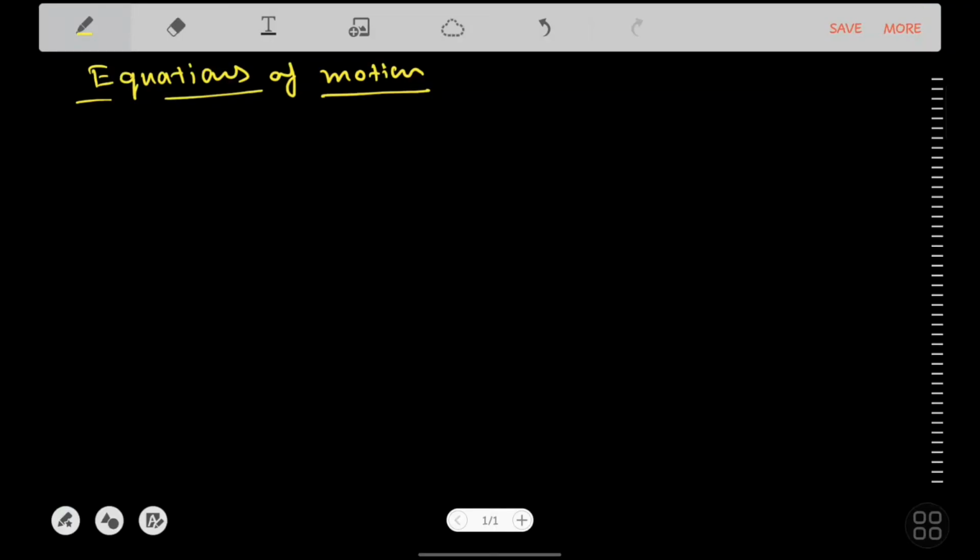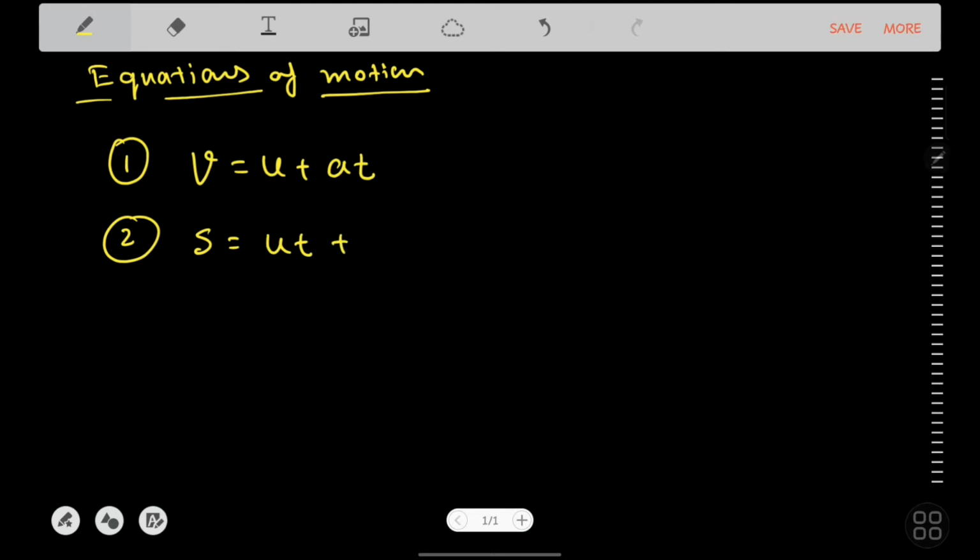So today in this video we are going to understand the equations of motion. There are three types of equations of motion we have. First of all, let me introduce the equations. The first equation is V equal to U plus AT. The second equation is S equal to UT plus half A T square. And the third equation is V square equal to U square plus 2AS.